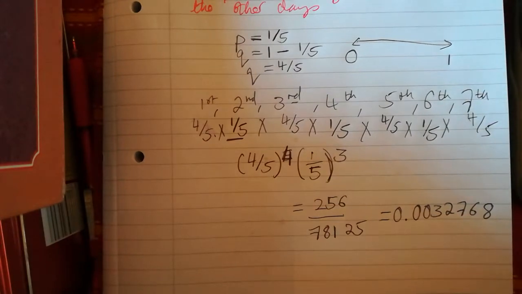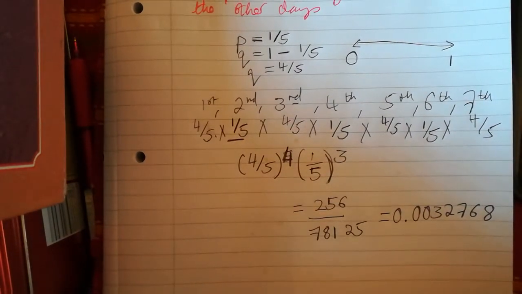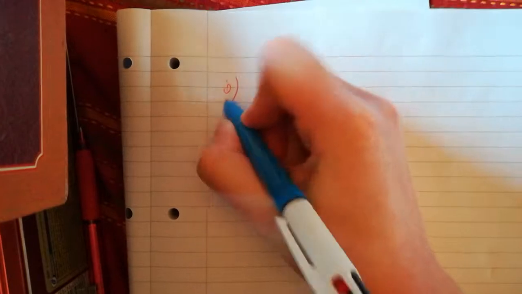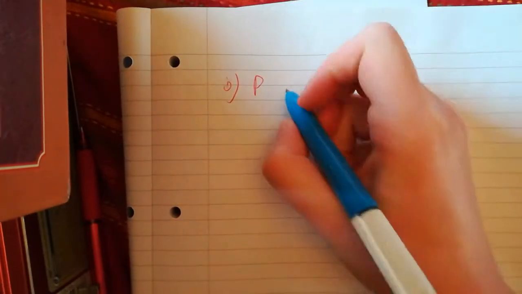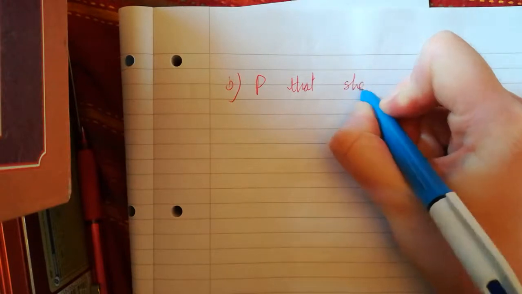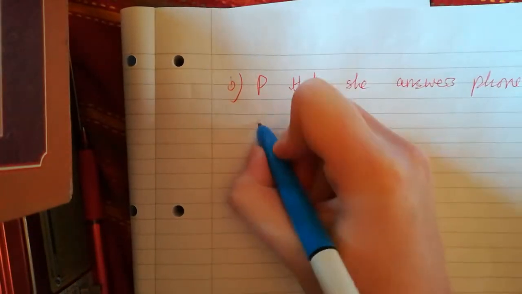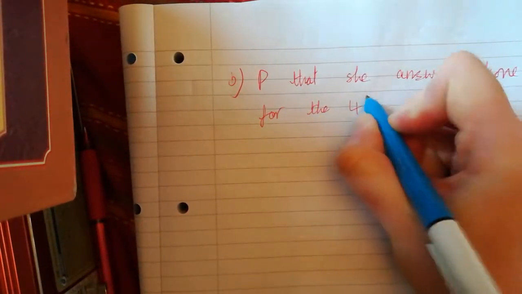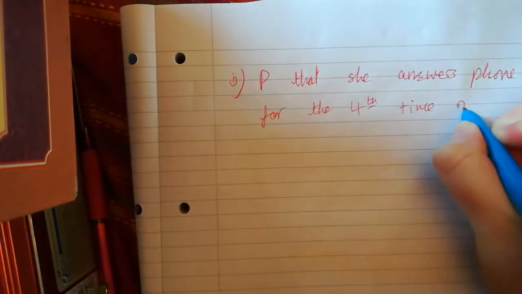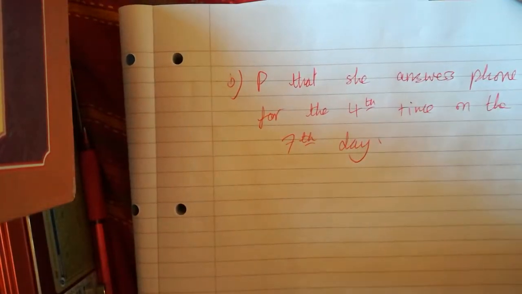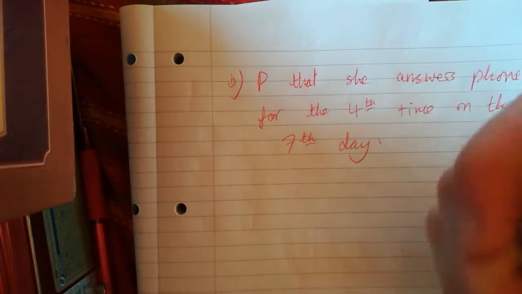And then we'll go on to the second part. The second part says, find the probability that she will answer the phone for the 4th time on the 7th day. So that's the probability that I'm after, the probability that she's going to answer for the 4th time on the 7th day.